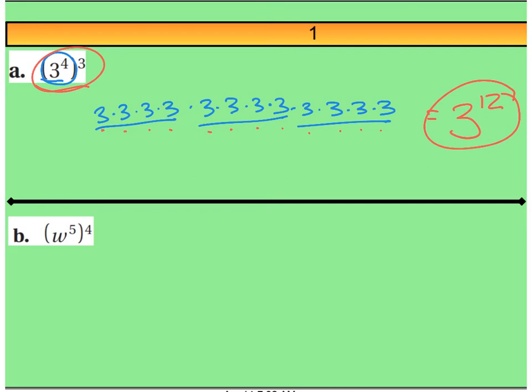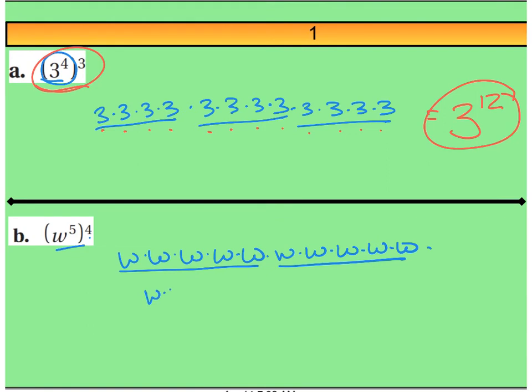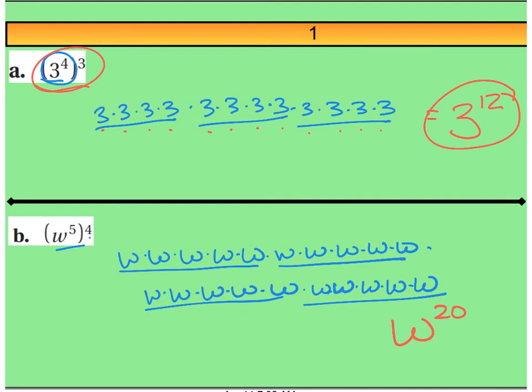Let's do it again with W's. W to the 5th. So we're going to go 1, 2, 3, 4, 5. And I got to do that 4 times. So there's 1. 1, 2, 3, 4, 5. I'm going to use another row. 1, 2, 3, 4, 5. One more time. 1, 2, 3, 4, 5. Okay, let's see. I've got 20. So my answer is W to the power of 20.